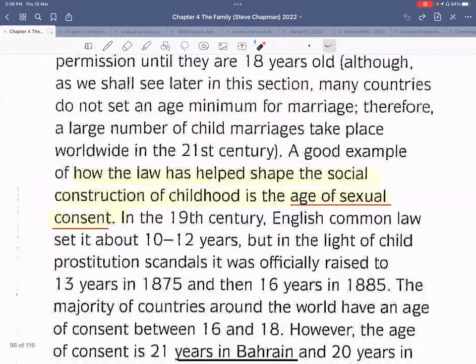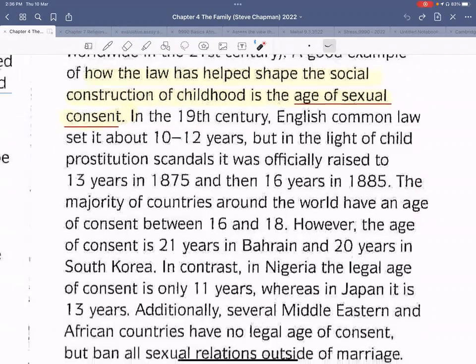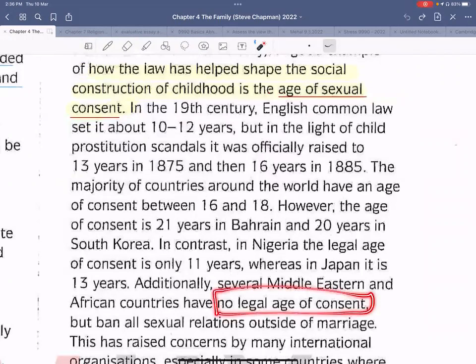A good example of how the law has helped shape the social construction of childhood is the age of sexual consent. Now, when you talk about this age of sexual consent, you'd be able to witness this more in the Western world, right? In many Islamic-dominated countries, in many countries from South Asia or the Middle East, there's no legal age of consent. Or in other words, any sort of sexual relationship outside of marriage is looked down upon. In many countries, it is illegal. Clear here?